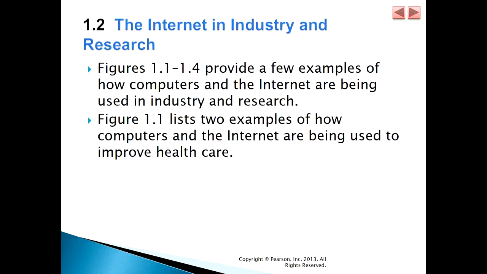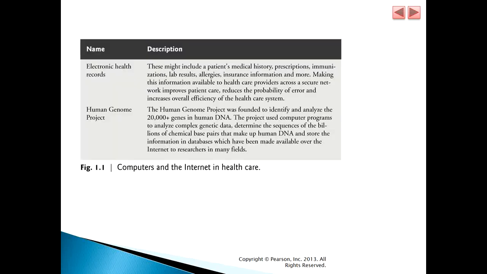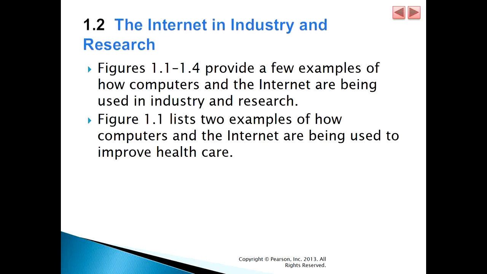So usually, I'd like to start this course by some introduction about what are the uses of computers. Computers and internet are used to do what? There are some examples of how computers and internet are being used in industry and research. There are some images I would like to show you of why computers and internet are being used.